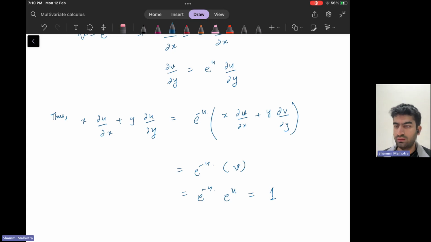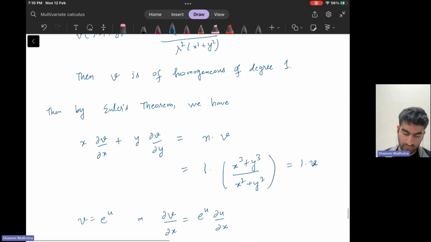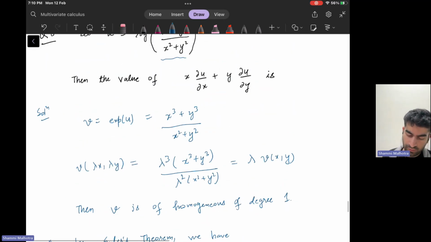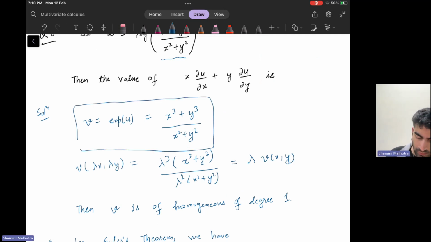So basically the function given here was not homogeneous, but with the substitution v equal to exponential of u, we got the new function to be homogeneous. And since the new function is homogeneous, we use the homogeneity of the new function, and then applying Euler's theorem, we get the value of this expression directly without evaluating it. Okay.